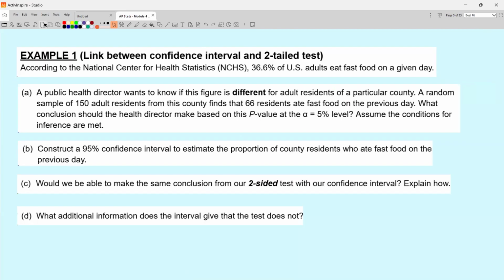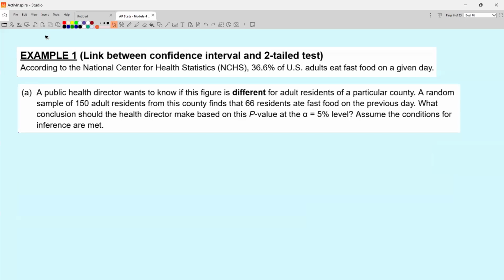According to a National Center for Health Statistics, 36.6% of U.S. adults eat fast food on a given day. Part A: a public health director wants to know if this figure is different for adult residents of a particular county. A random sample of 150 adult residents from this county finds that 66 residents ate fast food on a previous day. What conclusion should the health director make based on the p-value at the 5% level? Assume the conditions for inference are met. Let's look at that first.